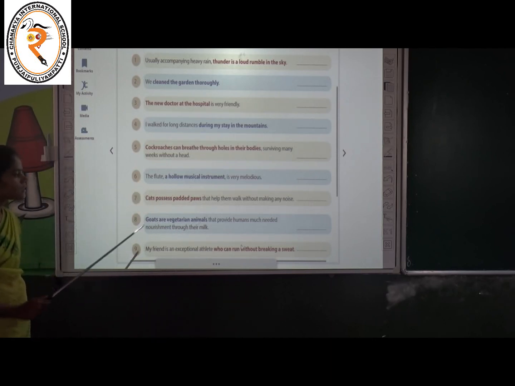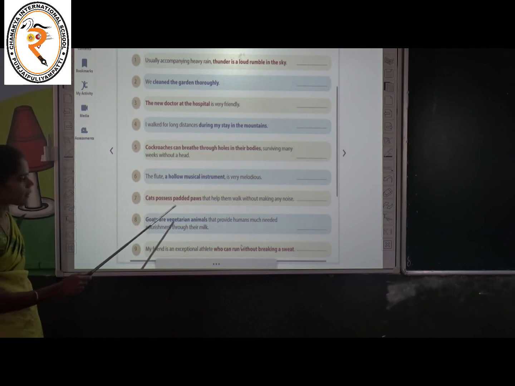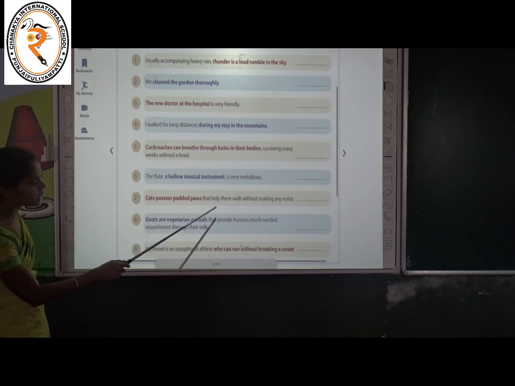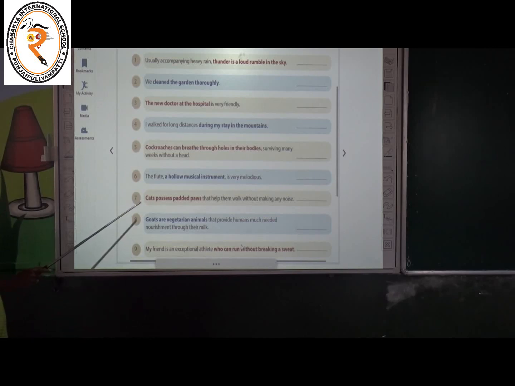And the seventh one: cats possess padded paws that help them walk without making any noise. Here, cats possess padded paws. Is it a phrase or clause? It is a clause. The highlighted part gives a meaning. So it is a clause.